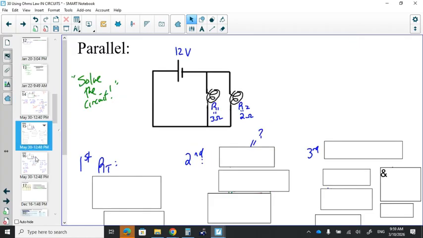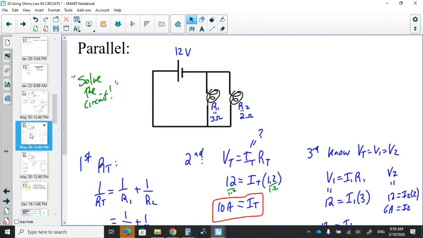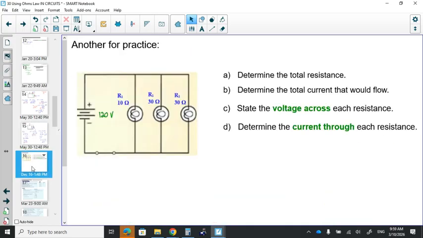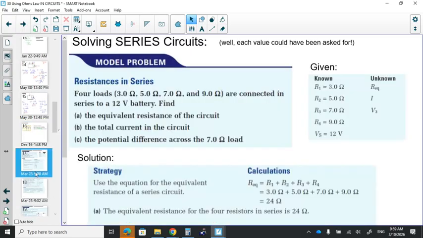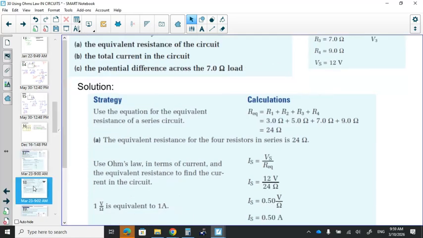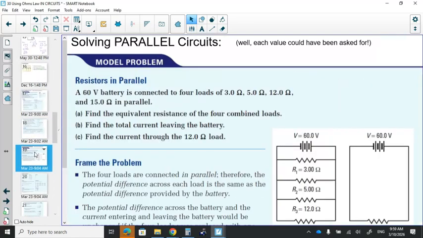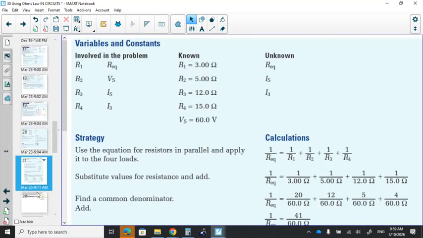Same deal for the parallel one here. You can reveal it bit by bit, but we've already done it. So good to go. Another one for practice there for you. Some worked, textbook versions worked out, same ideas. Same, all the way along.